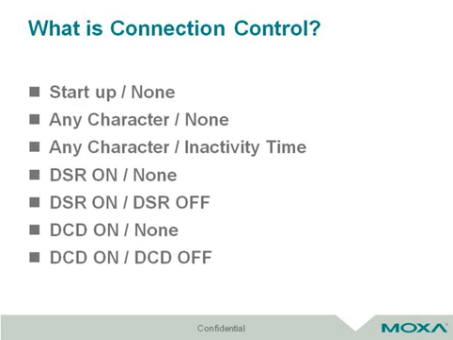There are 7 options to trigger when to establish or disconnect the connection to the TCP server. You can see the left side is the condition to establish TCP connection, and the right side is the condition to disconnect from TCP server. Now I'm going to introduce each option in detail about how Nport establishes the connection and disconnects from TCP server.